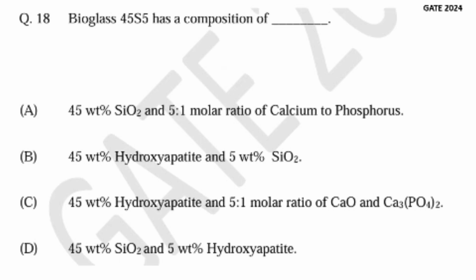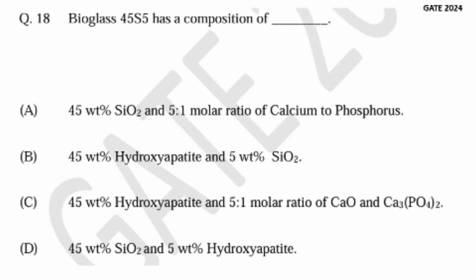Next one: 45 weight percentage of hydroxyapatite and 5 weight percentage of SiO2. This option is incorrect because Bioglass 45S5 does not contain hydroxyapatite as a major component. Instead, it forms hydroxyapatite upon interaction with body fluids. So ultimately, it will be an incorrect answer.